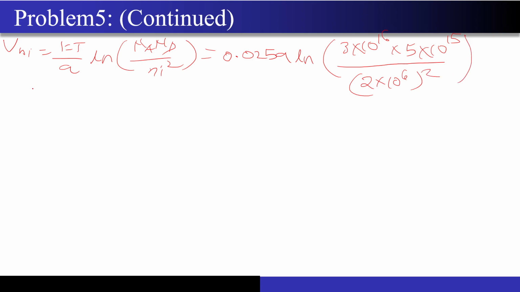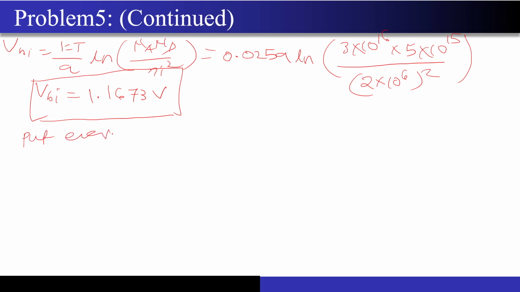Now if you find out this value of VBI, just a minute, let me check what it comes out to be. So the VBI will come out to be around 1.1673 volts. So this is the VBI. Now put everything in equation number 1.